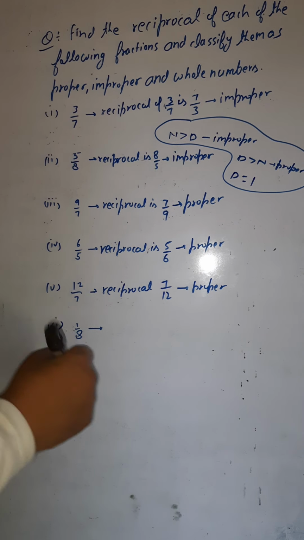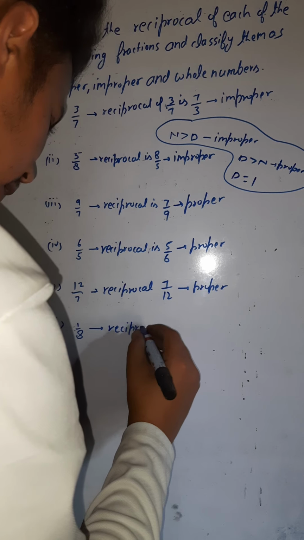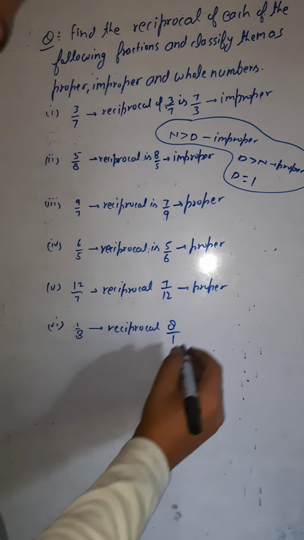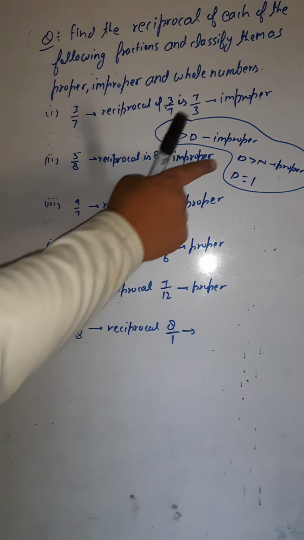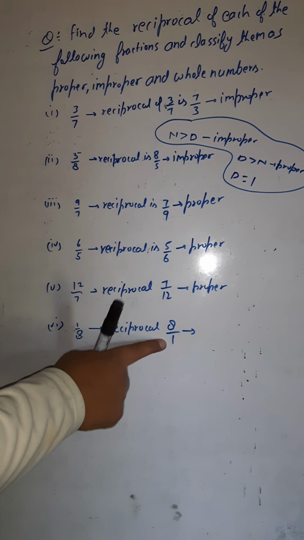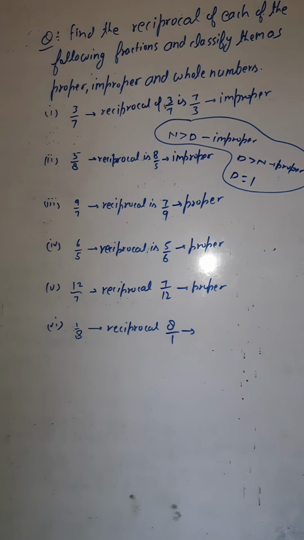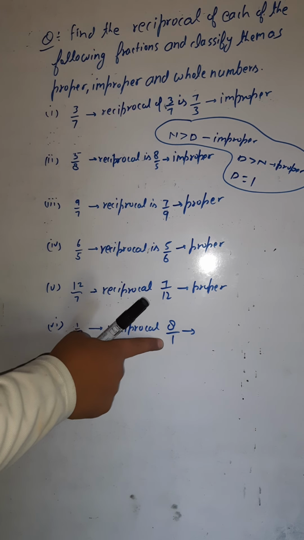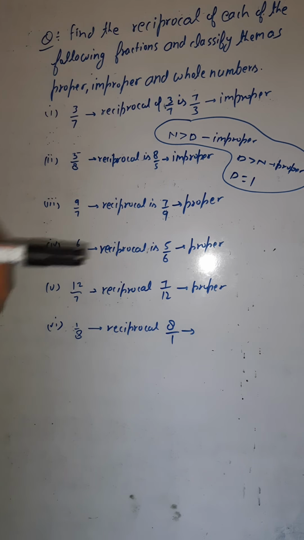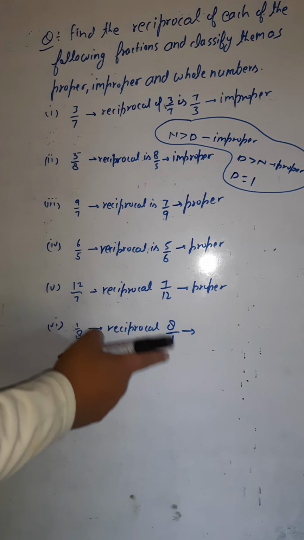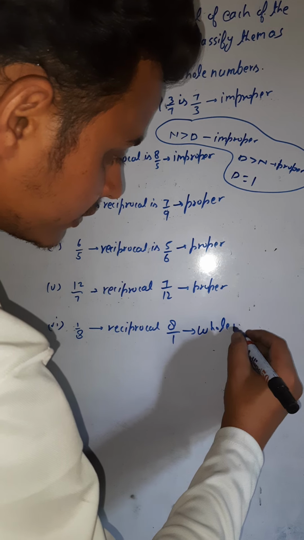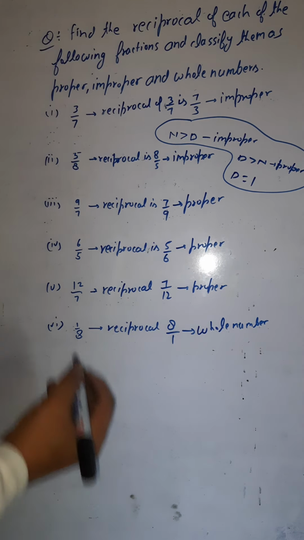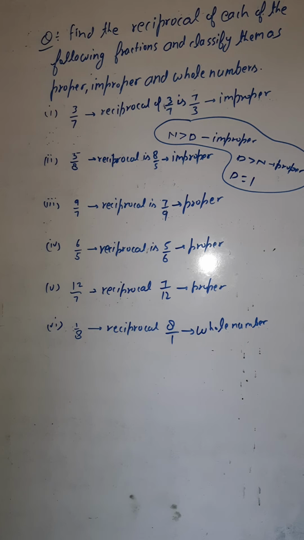Now 1 by 8. What would be the reciprocal? Reciprocal would be 8 by 1. Now tell me, if the denominator is equal to 1, here you can see the denominator is 1. If the denominator is 1, then this fraction is called a whole number. This is a whole number, because 8 by 1 is 8. If you divide 8 by 1, you get 8. So 8 is a whole number. So if the denominator is 1, you call such a fraction a whole number. Are you getting this? Just note it down. Then you will be doing the next question.